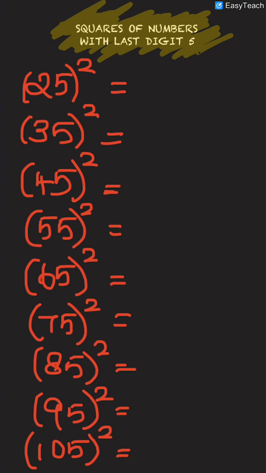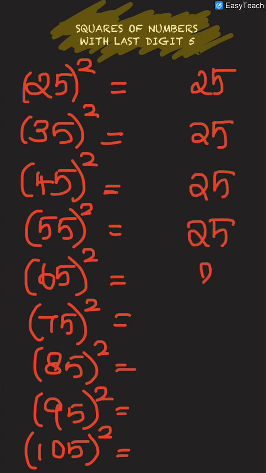We are going to see the trick of how to find the squares of numbers with last digit 5. So here we have a series of numbers: 25 square, 35 square, 45 square, 55 square, 65 square, 75 square, 85 square, 95 square and 105 square. Here just write the last number as it is, that is 25, throughout the series. So all the answers would be ending with 25.